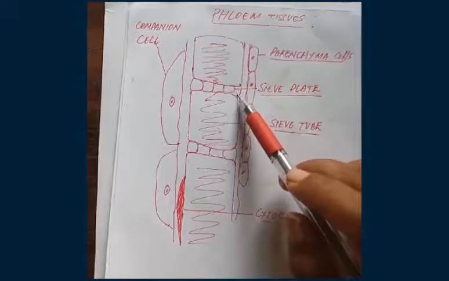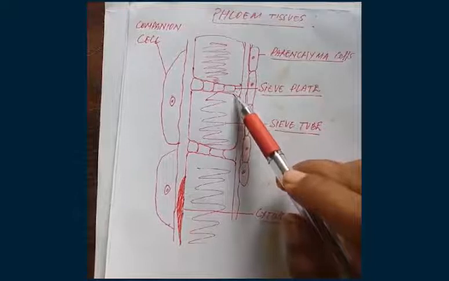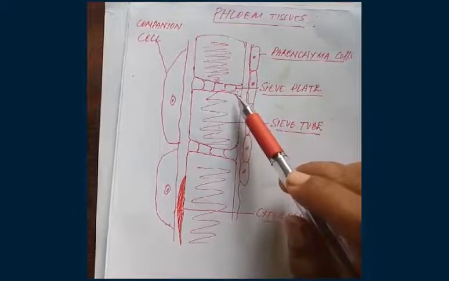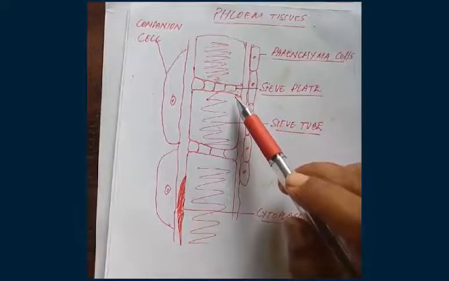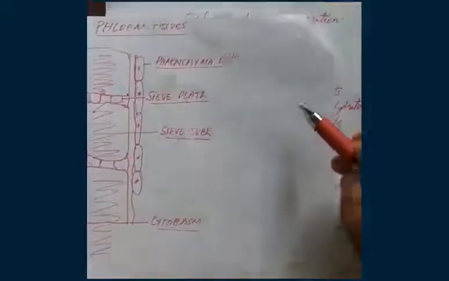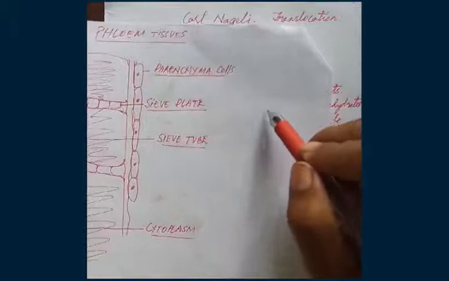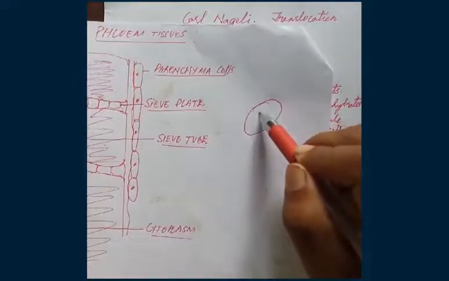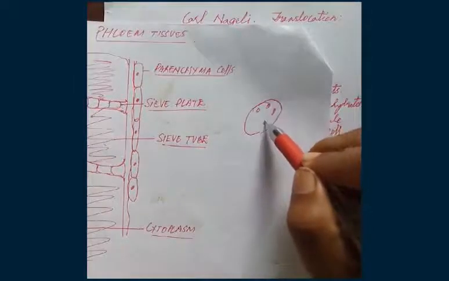What is the figure or the structure of a plate? Once you hear the term plate, it means that it always has a flat shape. It is somewhat like this, with its tiny pores or perforations.